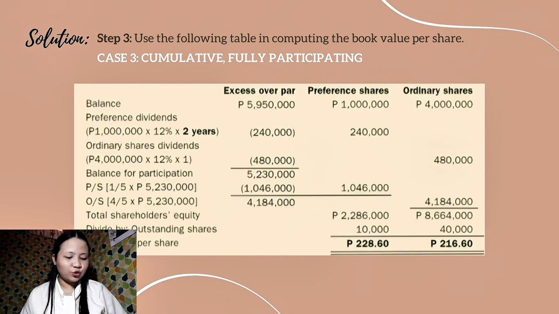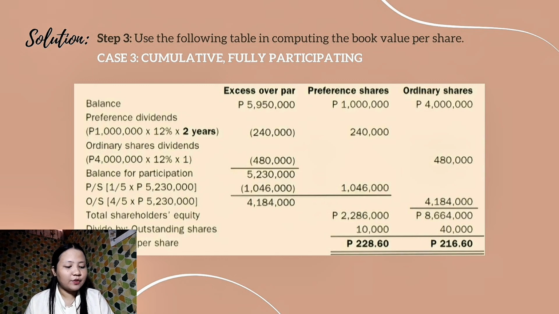So we are now bound to compute case 3, the cumulative and fully participating. So cumulative, entitled to all dividends in arrears, and fully participating. It is entitled not only to the fixed rate but also to the pro rata distribution of the net excess over par. So same process, we put the balances and reflect them. Then next is the preference dividends of 240,000.